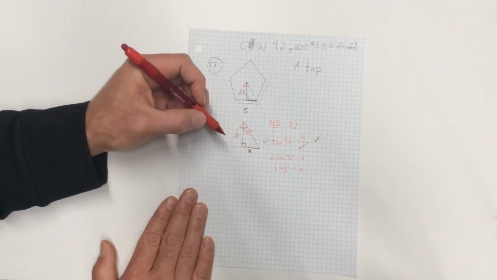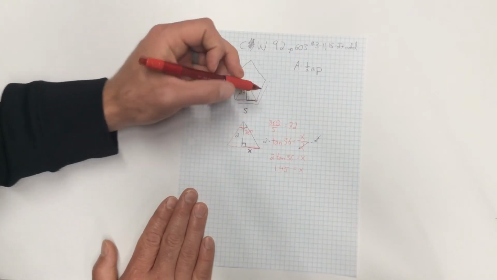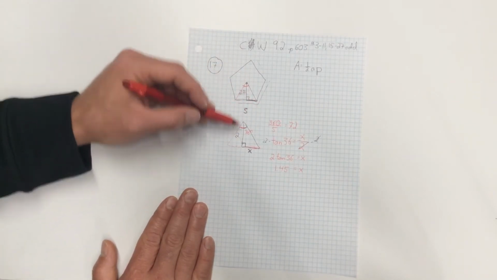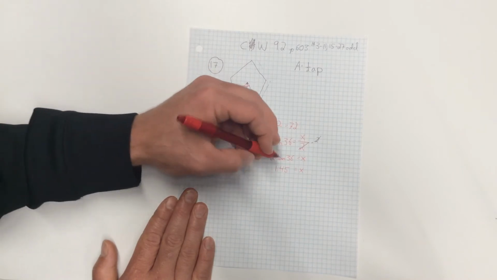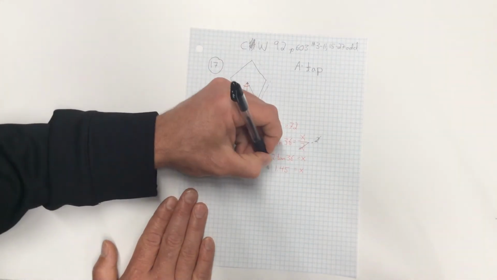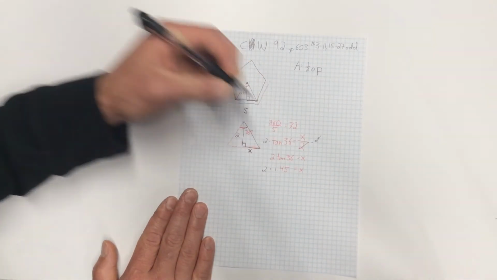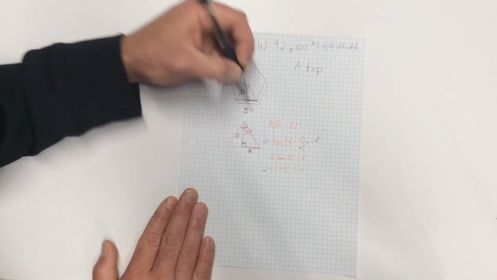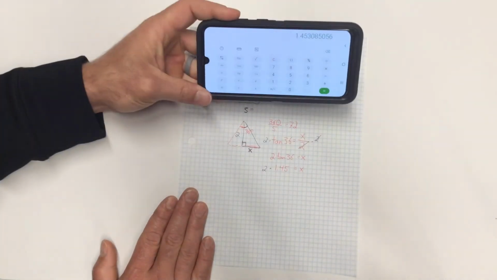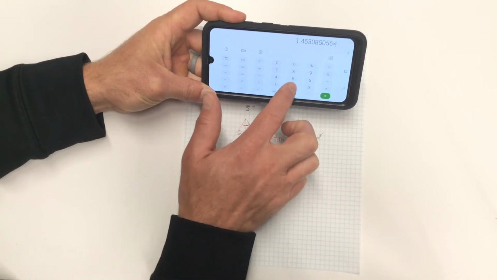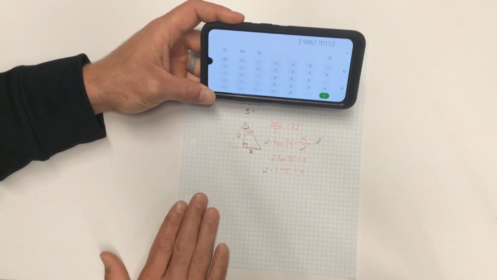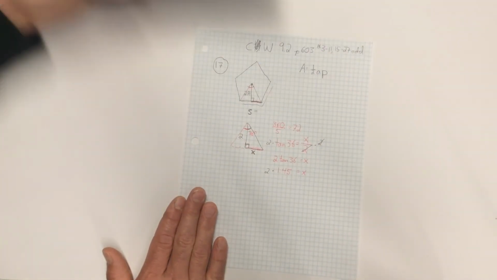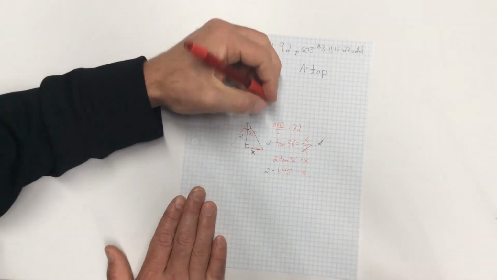Now, an easy mistake to make here is to think that that's your side, but that's why you have to remember what this triangle represents. That's half of the side. So I actually need to double this in order to get my full side length. So 1.45 times 2, my side length is 2.91.